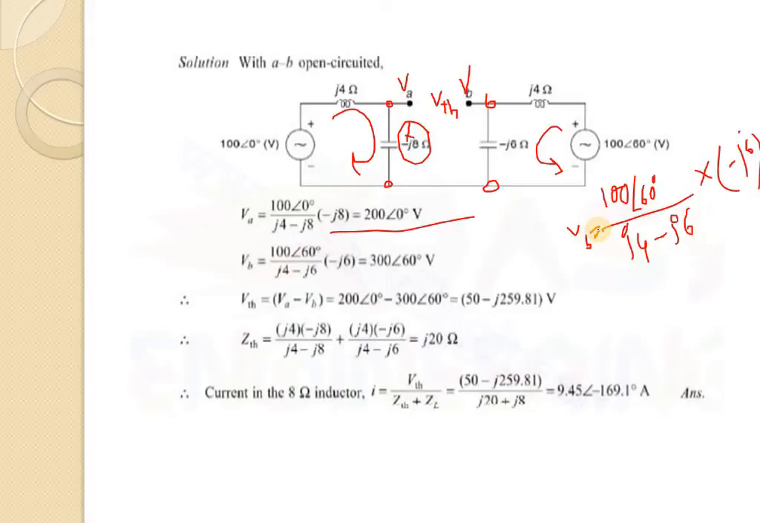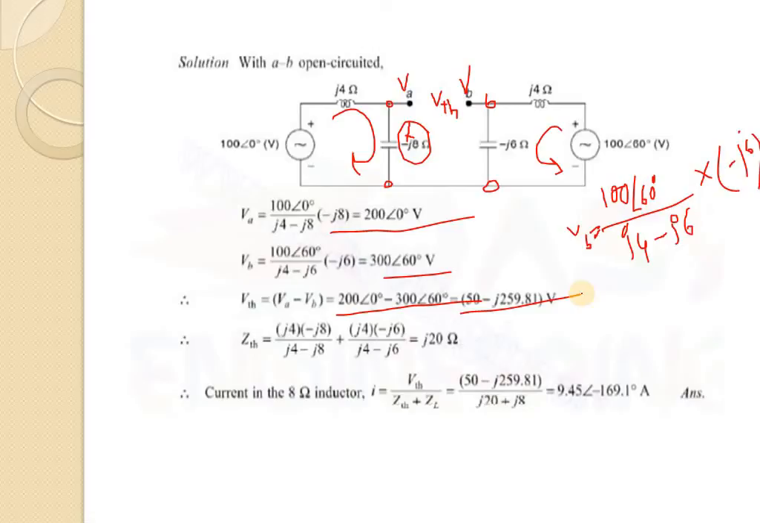So now we have got the value of VA and VB. So definitely VTh will be VA minus VB, the potential across this open terminal. So we will just take this value and we will get the value of VTh as 50 minus 259.81 volt. Now we have to calculate the ZTh impedance.